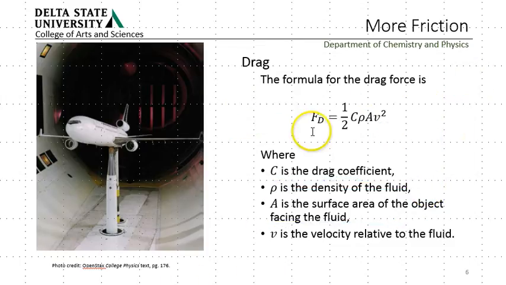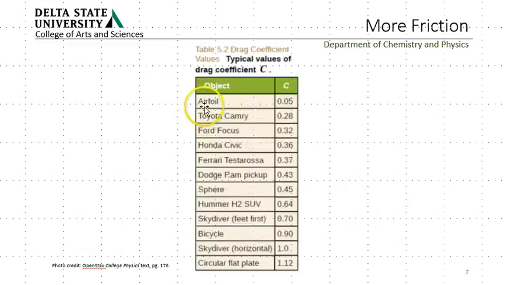So let's look at a few drag coefficients. Here we go. An airfoil, which is basically a wing of a plane, 0.05. Toyota Camry, 0.28. Ford Focus, 0.32. Honda Civic, 0.36. Ferrari Testarossa isn't actually all that good, right? 0.37. Dodge Ram pickup, 0.4. A sphere, 0.45. Hummer 2, 0.64.